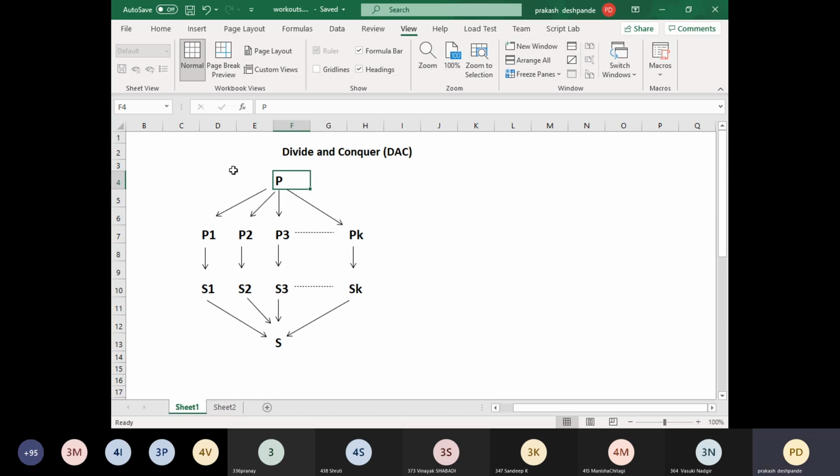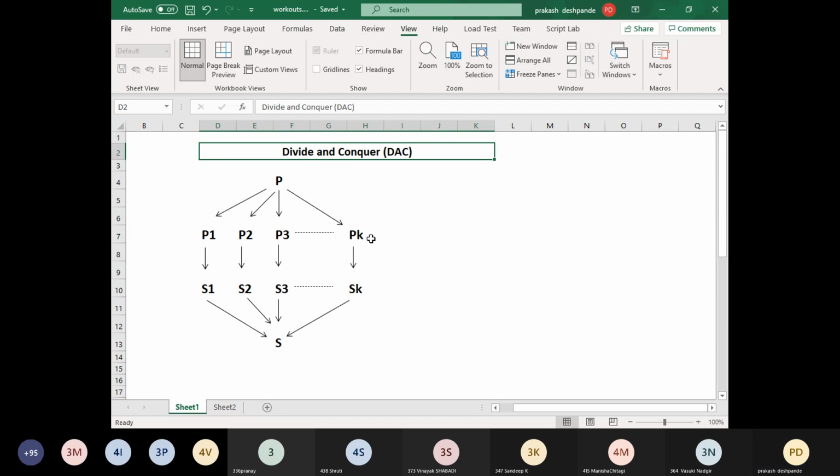The best example for this divide and conquer was the one which you have studied in your second semester, that is the data structure subject. The very famous problem was binary search. Do you remember, students, the binary search? Yes, sir.